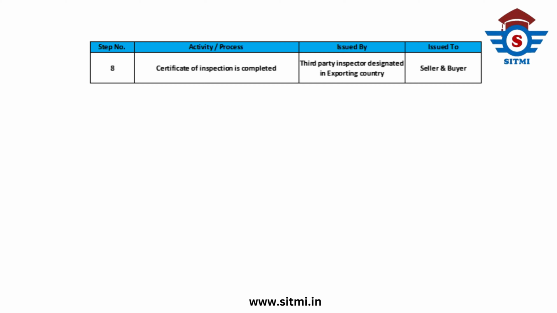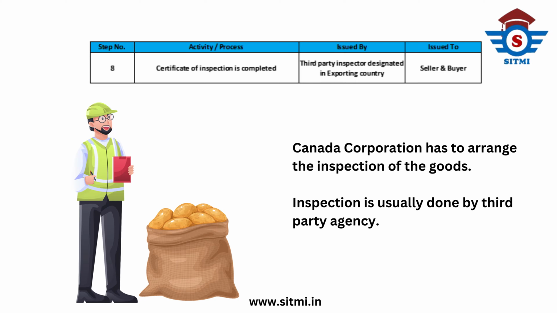However, when the buyer has some doubt about products before the shipment, or if the buyer-seller relationship is comparatively new, then the buyer may ask for inspection of the products before the shipment. In this step, Canada Corporation has to arrange the inspection of the goods, assuming here that it is requested by the buyer. Now to issue an inspection certificate, it's important to understand that this inspection is usually done by a third-party agency. So in this step, Canada Corporation receives the inspection certificate from the third party.